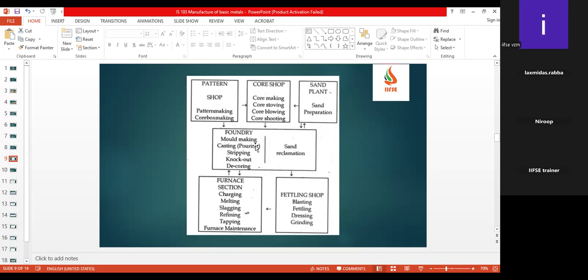Then once we pour, you are just putting the liquid material into this mold. Then stripping, knockout is nothing but, once the molten metal becomes hardened, you take out the complete sand which is adjacent to it. Then decoring. Decoring is nothing but the hollow space which needs to be created for a valve.